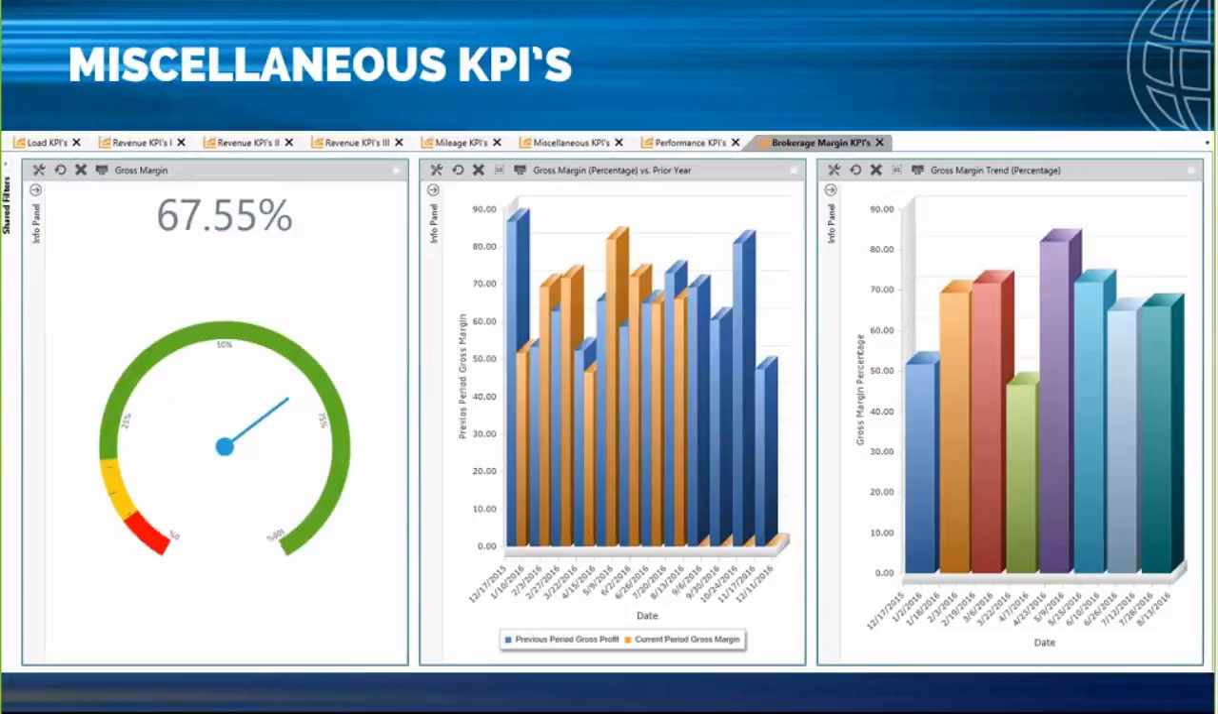And finally, some brokerage KPIs. What's your gross margin? Mine is a hefty 67.55%. That can be per day, per week, per month, once again, per quarter, per year, however you want to look at that. Your gross margin percentage versus prior year, and your gross margin trend.